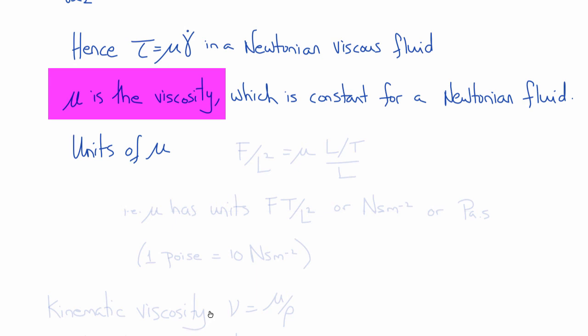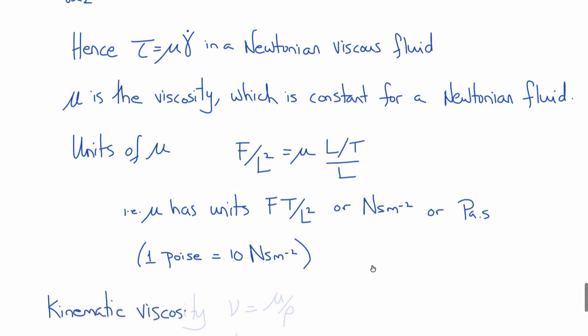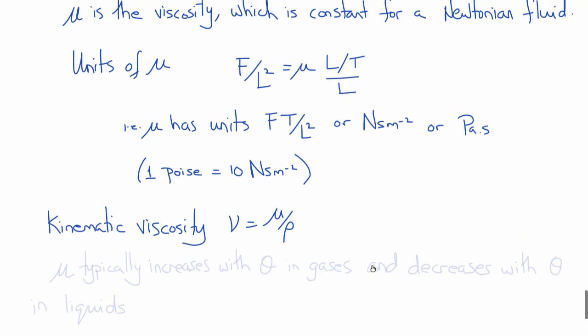So let's consider the units of mu. The units of the shear stress are units of force over area, so force over length squared, and the units of shear rate are length per time over length, so 1 over time, which means that mu must have units of force times time over length squared, or newton seconds per meter squared, or pascal seconds. In some texts that use CGS units instead of SI units, you'll see the term poise, and one poise is 0.1 pascal seconds or 0.1 newton seconds per meter squared. We'll also sometimes see the term kinematic viscosity. The kinematic viscosity, nu, is defined as mu, the viscosity, divided by rho, the density.